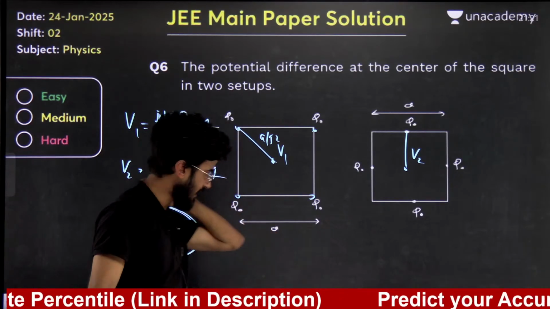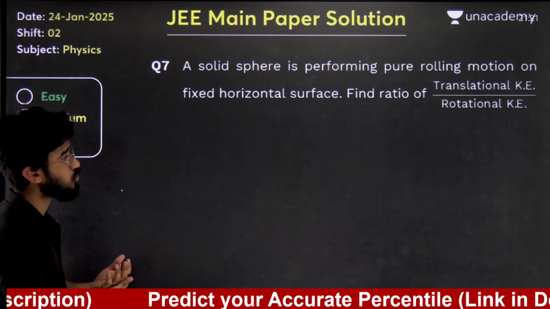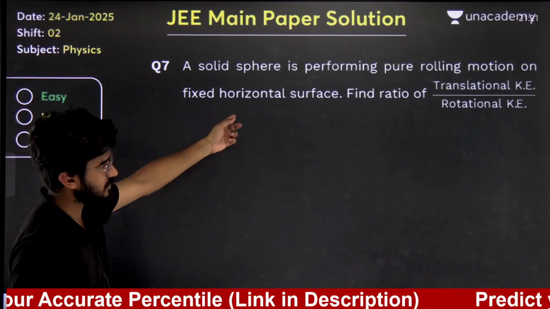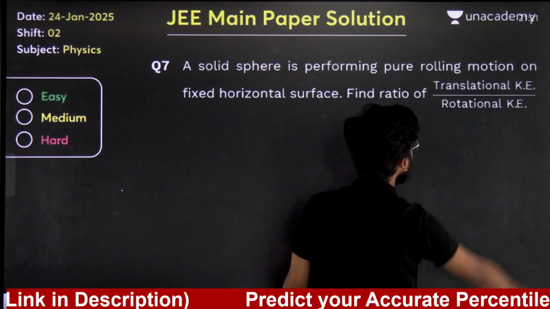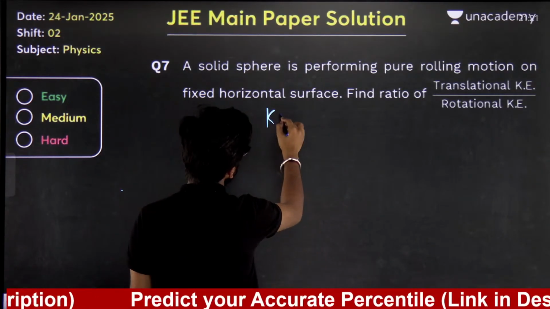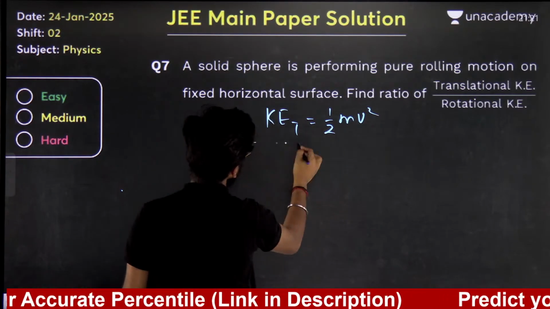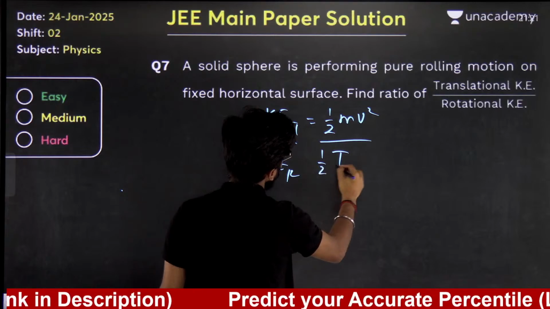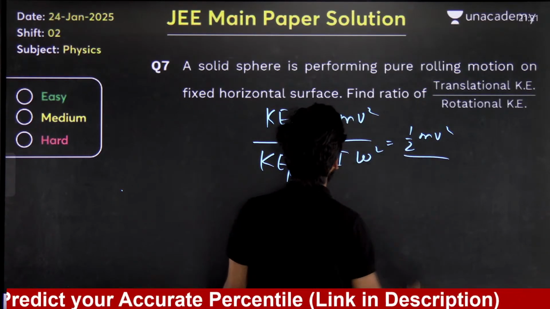Okay. Next question. Next question is also from rotational motion. What the question is saying, we have to find, a solid sphere. This is a solid sphere. In pure rolling, we have to find the translation kinetic energy versus rotation kinetic energy. So we know that translation kinetic energy, that is equals to half mv square, and rotational kinetic energy, that is equals to half I omega square. So we know that half mv square divided by, what is I for the solid sphere?